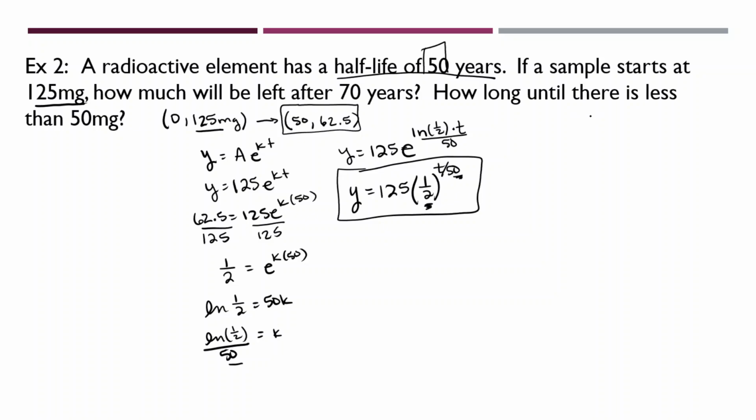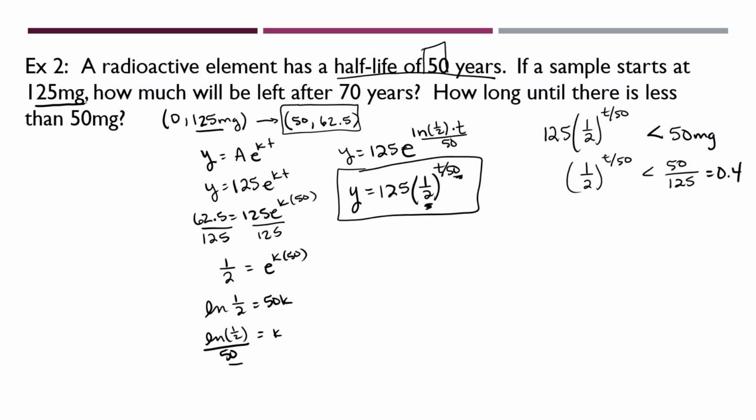Now it says how long until there is less than 50. So we want this 125 times a half to the t over 50 to be less than 50 milligrams. So we're just going to solve the equation out. So I'm going to have 1/2 to the t over 50 will be less than 50 over 125. 50 divided by 125 gives me 0.4.